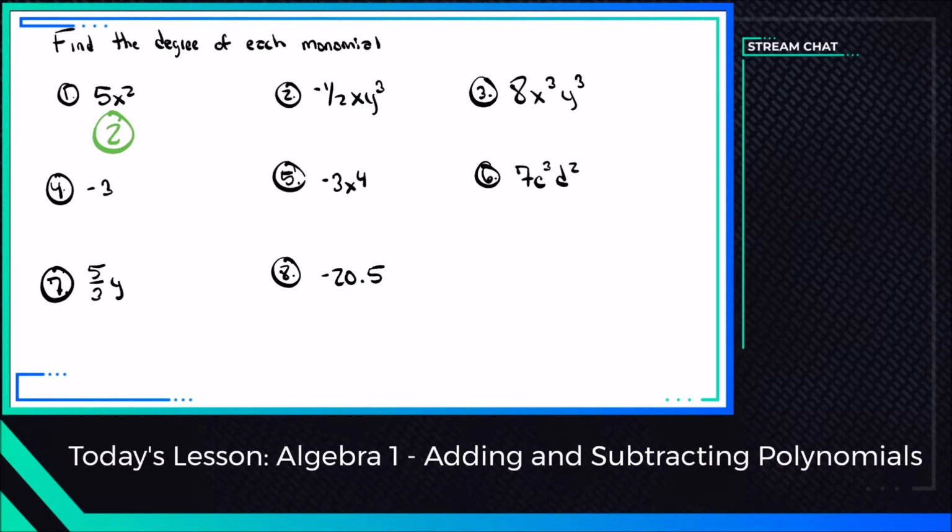The second problem here, -1/2 x y cubed, we have two variables. So here, an x is going to have a degree of 1, and a y cubed is going to have a degree of 3. 1 plus 3 is equal to 4. We're going to ramp things up on number 3 because we're going to have 3 x's, and we're going to add 3 y's, and so that degree is going to be 6.